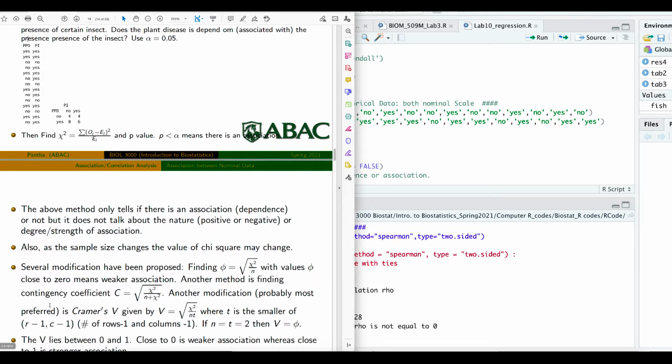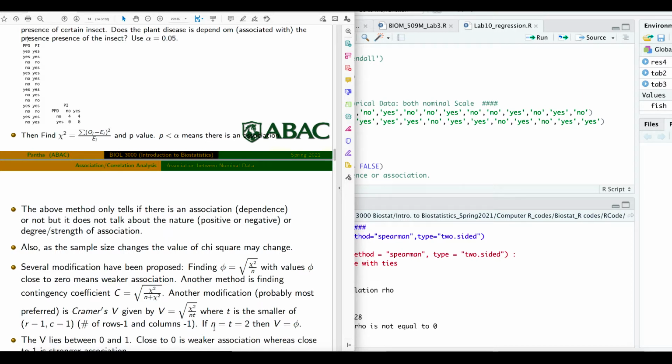Another method is finding the contingency coefficient C, given by C equals the square root of chi-square over n plus chi-square. Chi-square is the same value there. Another modification, probably the most preferred, is Cramer's V, given by V equals the square root of chi-square over n times t, where t is the smaller of r minus 1 and c minus 1. That is, the number of rows minus 1 and the number of columns minus 1, the smaller of those.